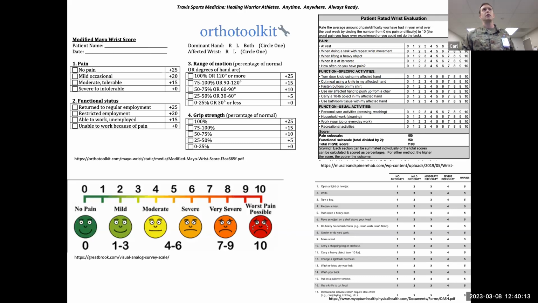So here's the simple overview of most of these scoring forms. The modified Mayo is up there in the top left, and the top right, the PRWE, and then the bottom right is the DASH. The DASH one is a much longer form, and it would have taken multiple slides, so I only put in the one there.